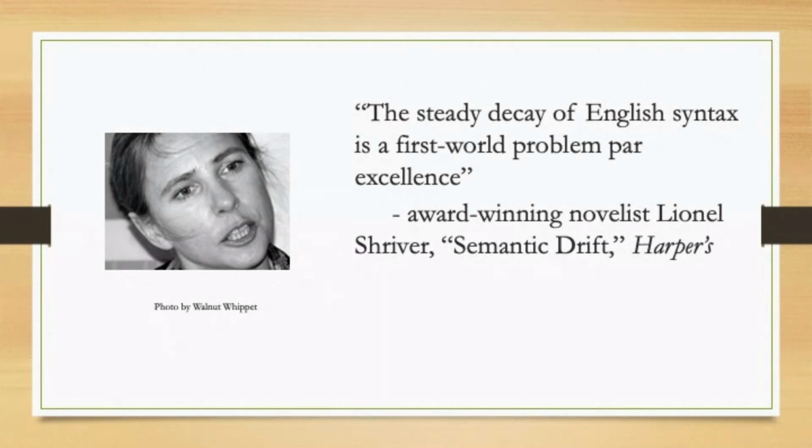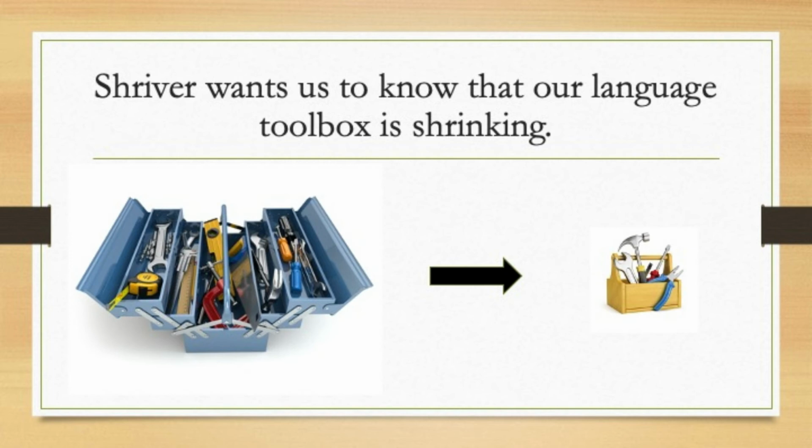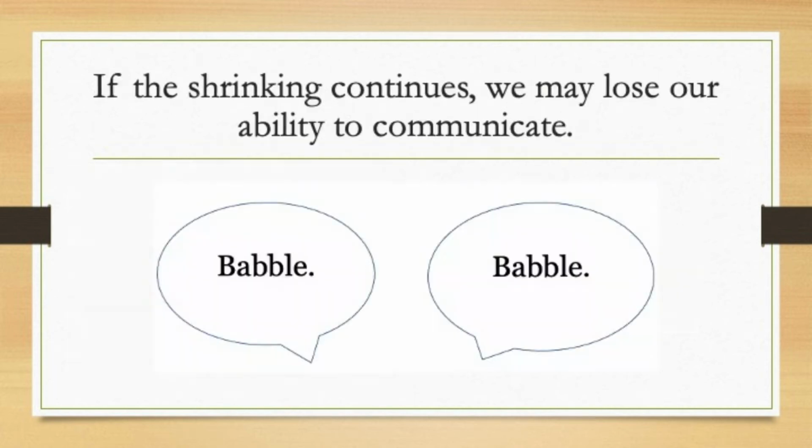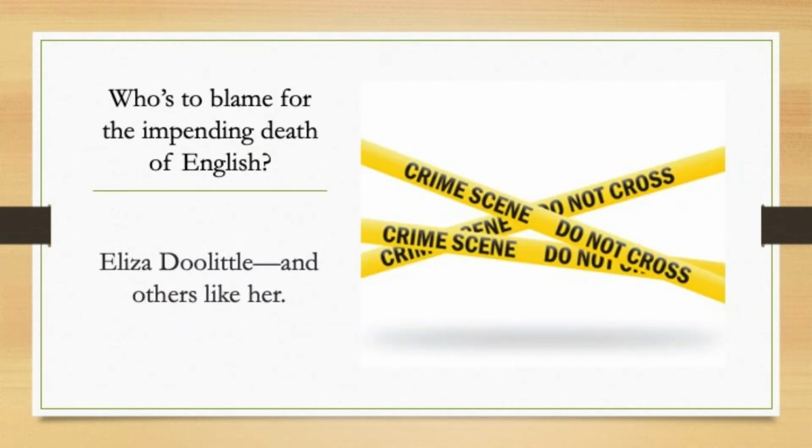In 2019, novelist Lionel Shriver wrote an article for Harper's Magazine warning about the dangers that English was facing. She said, "The steady decay of English syntax is a first world problem par excellence." Shriver wants us to know that our language toolbox is shrinking. If the shrinking continues, we may lose our ability to communicate. Who's to blame for the impending death of English?